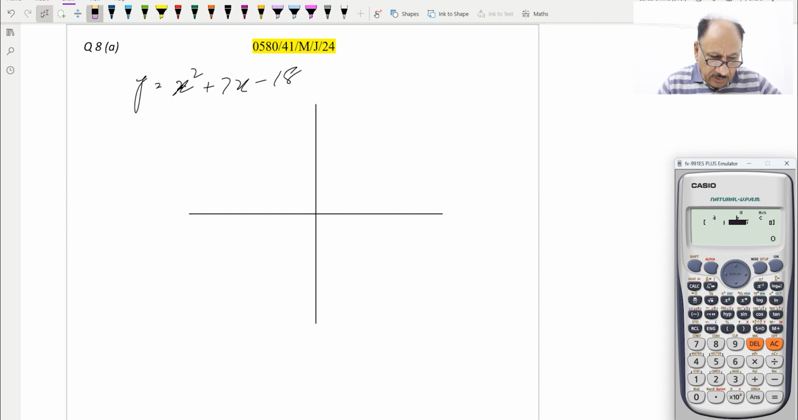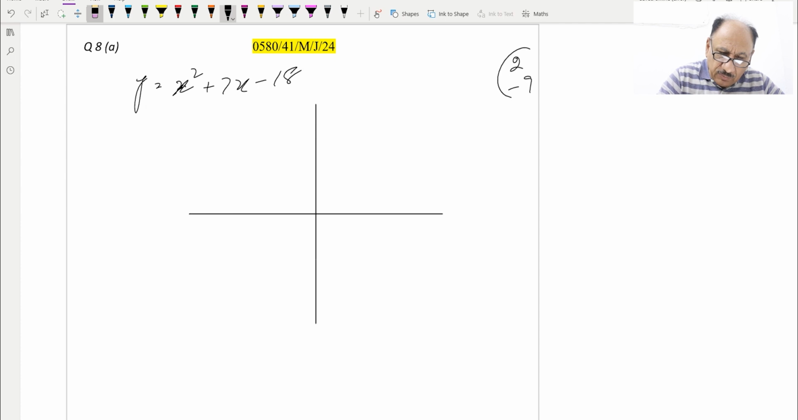So 1 and 7 and minus 18, and we will get 2 and minus 9. So 2 and minus 9 will be the solutions. So we can take 2 here, and minus 9 over here. And then we need the y-intercept also. How are we finding the y-intercept? For the y-intercept, we will put x is equal to 0.